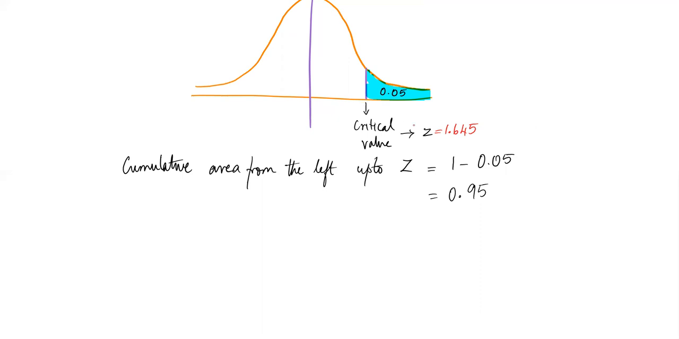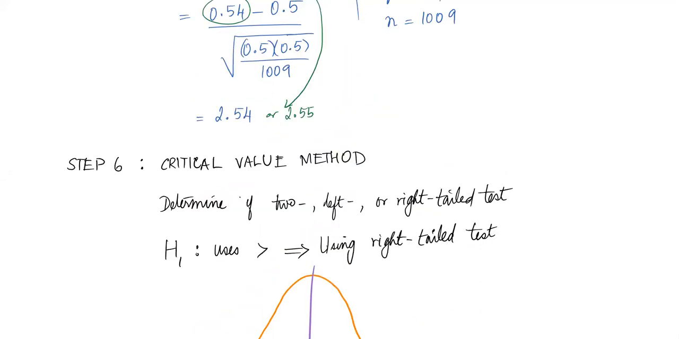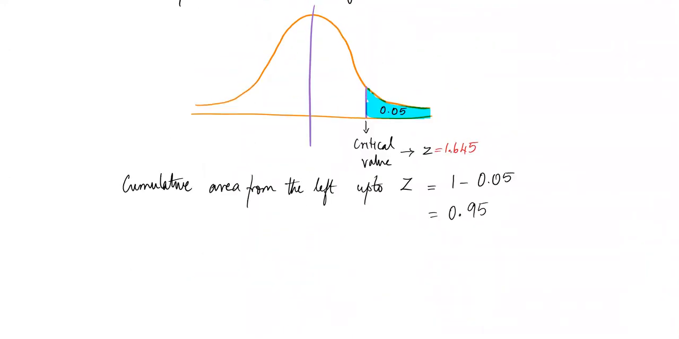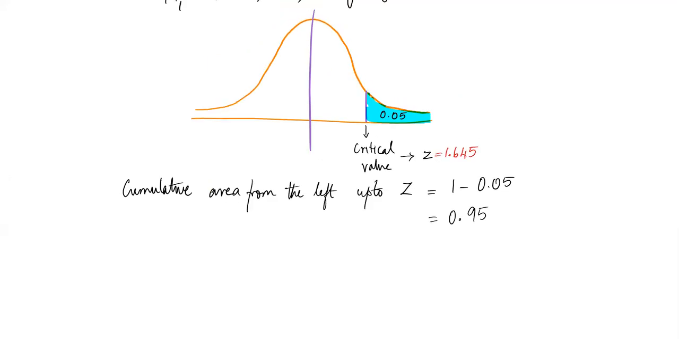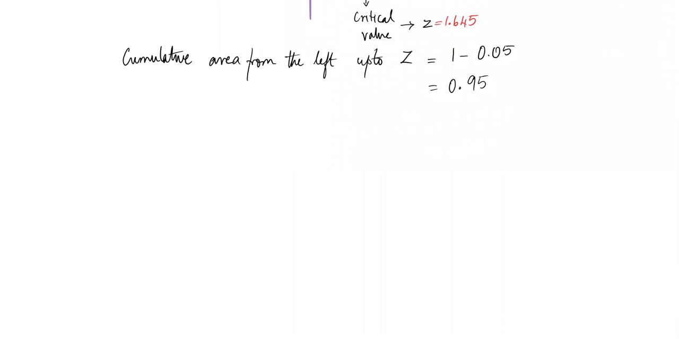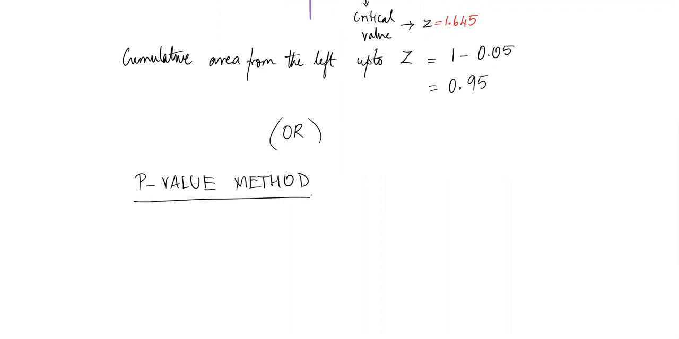Okay. That is your Z, I mean, that's your critical value method from which you found the region and the Z value. I'll go ahead and do the other method before we go to step 7. So say, the p-value method. This again, we mostly use technology for this, but you're free to use the table also for this.